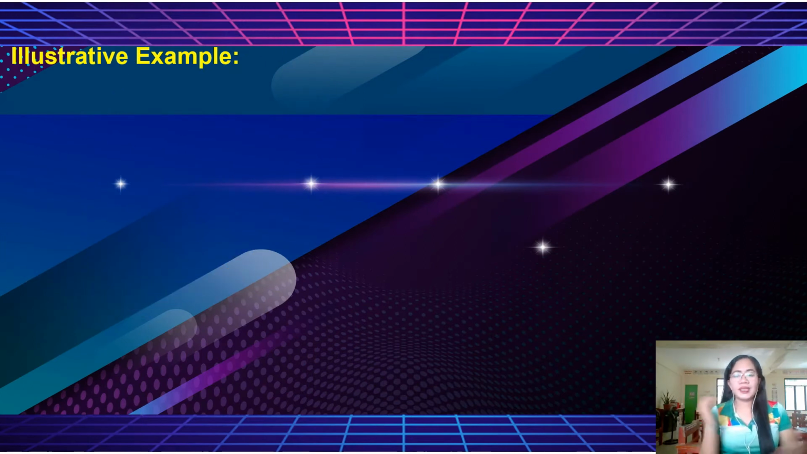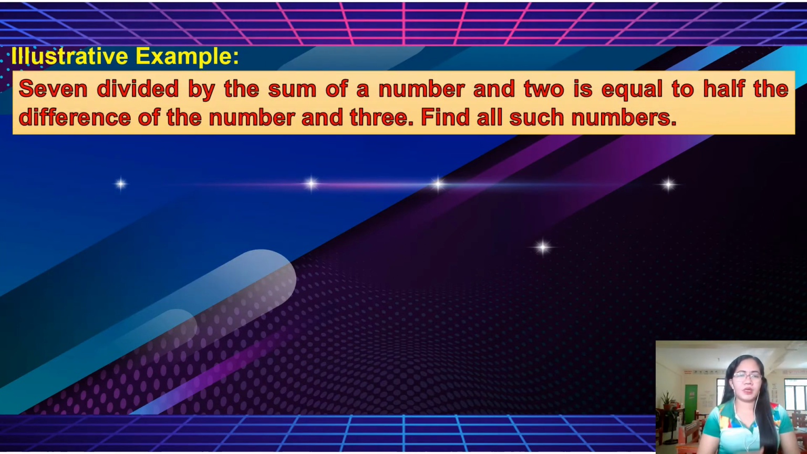So let's start. For our first example, 7 divided by the sum of a number and 2 is equal to half the difference of the number and 3. Find all such numbers. So our goal in this problem is to find the number being asked. So our first step is to rewrite the problem into its equivalent mathematical sentence.